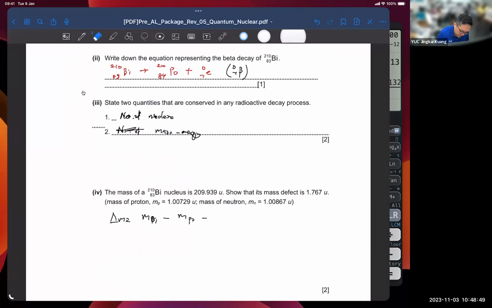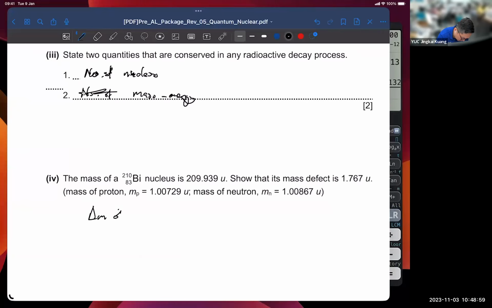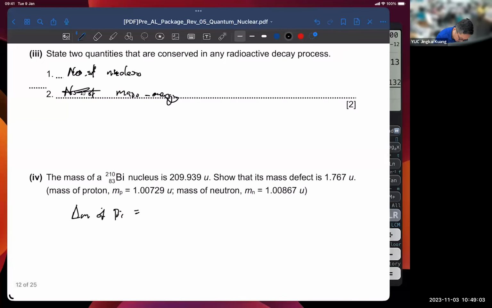Wait, wrong. This one is for mass defect of, okay, this is talking about delta M of this move. So what I do is that I will take total mass of proton plus mass of neutrons minus away mass of bismuth.